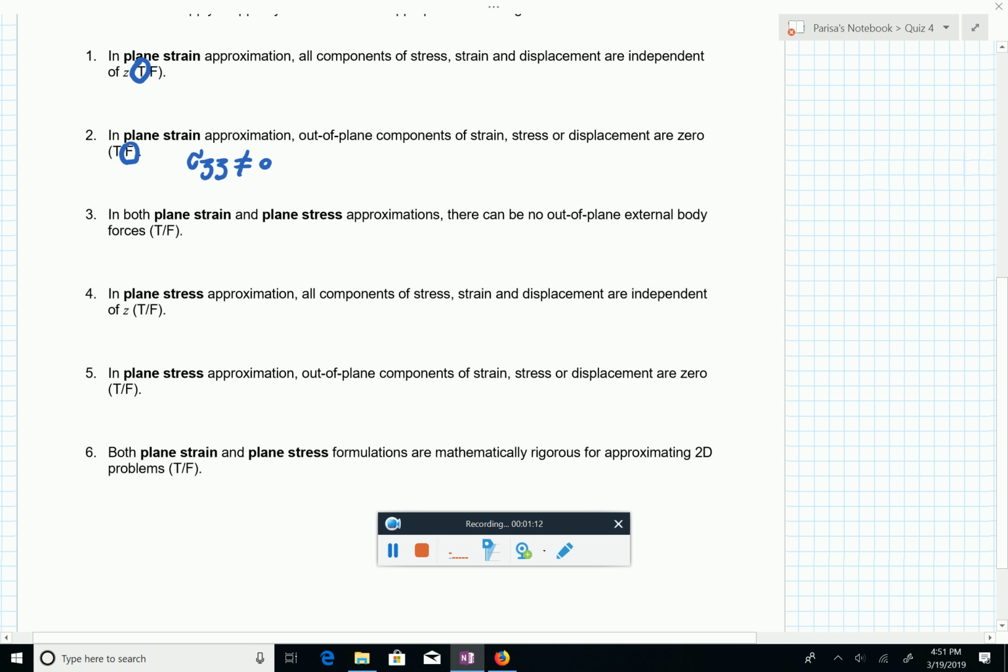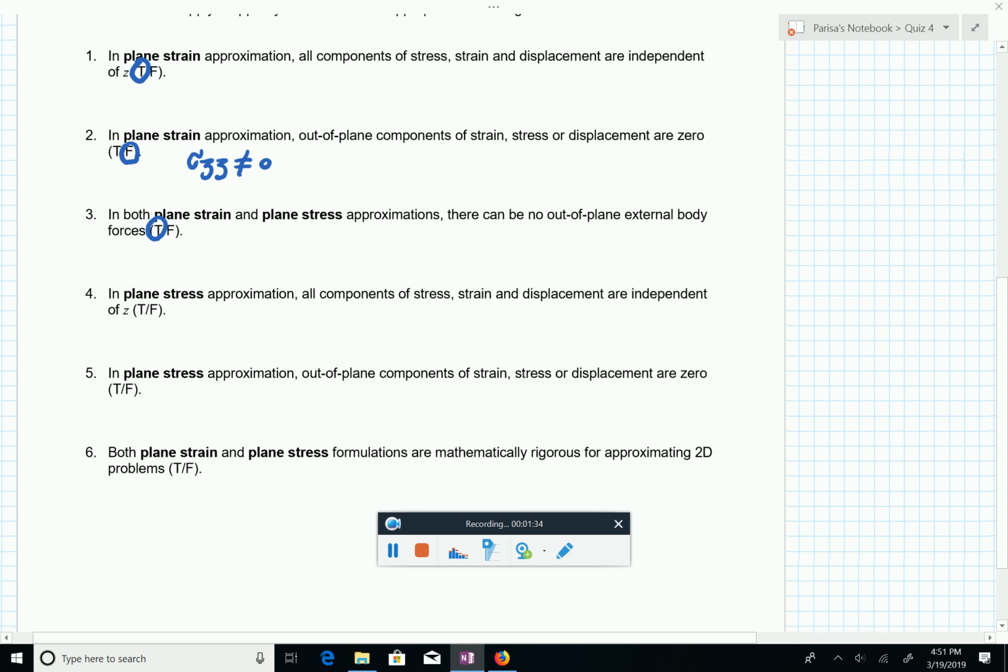In both plane strain and plane stress, we can't have body force Fz, right? So if you have looked at the plane stress, the same thing happened there when you were writing the equilibrium equation in the Z direction. So this is true.